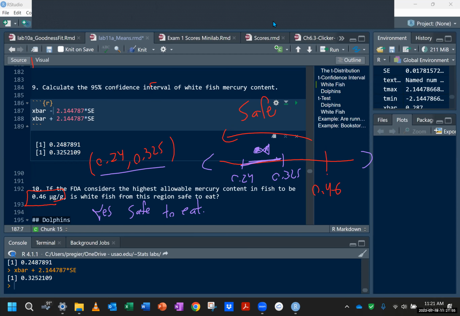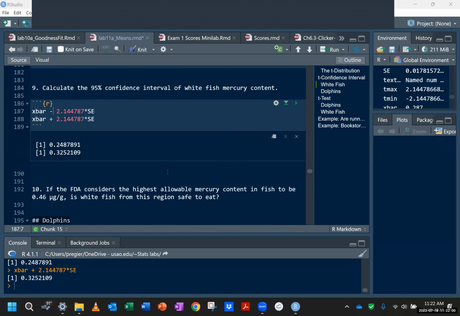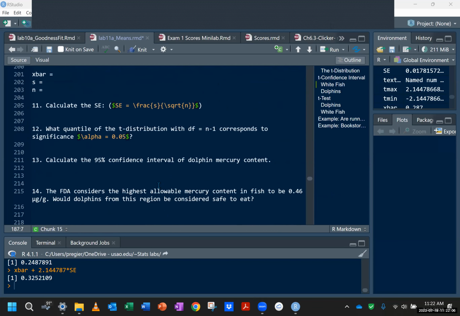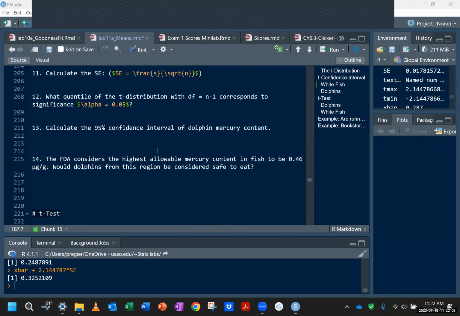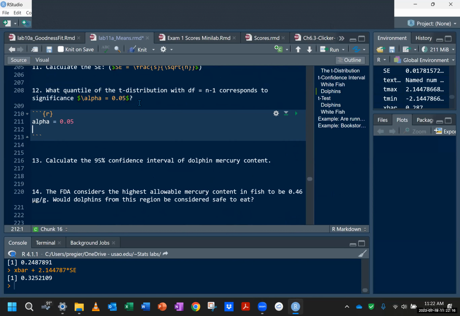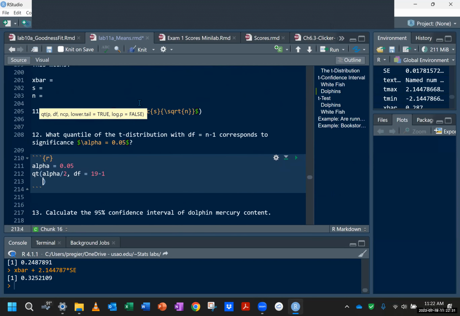So now your job is going to be to do the same test. We're going to do the same confidence interval for dolphins, and we're going to see if dolphins are safe to eat. See if you can replicate this process. And I think the trickiest part is here when you get to finding QT. I'll give this to you. By 2, and don't forget your degrees of freedom is your sample size minus 1. We had 19 dolphins.